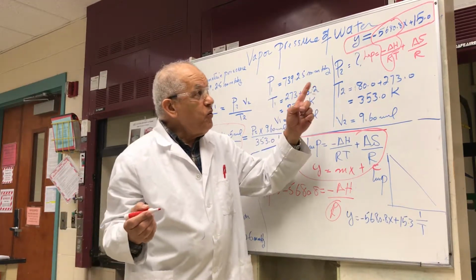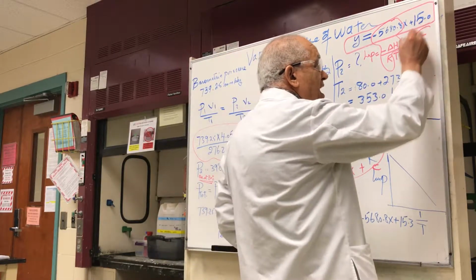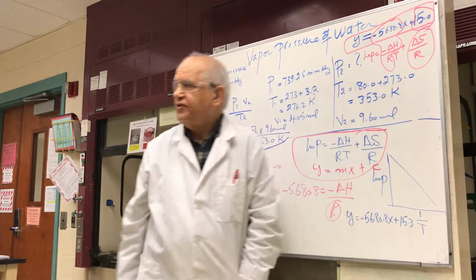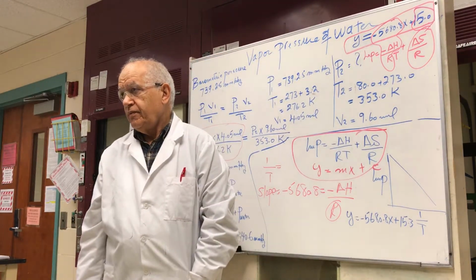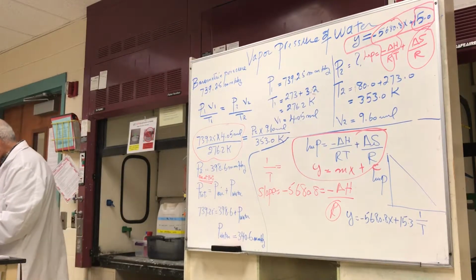Now, how to find delta S? Delta S over R, that's the intercept. That's what equals 15. And everything is done.